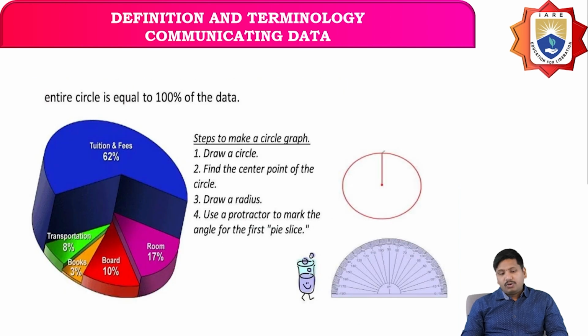So how are we going to construct this pie diagram? Take a circle, draw a circle first, find the center point of the circle and draw the radius. By making use of a protractor, you have to know how much angle you have to mark. Now for this, tuition fee should be 62%, room 17, books and then transportation 3 and 8.